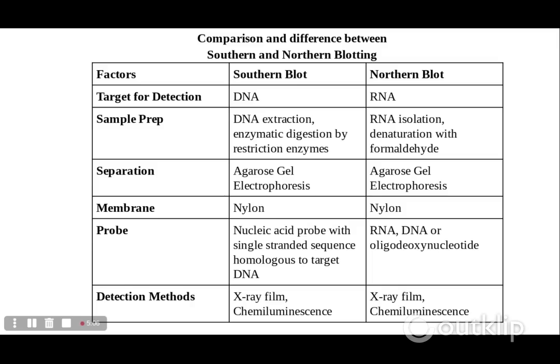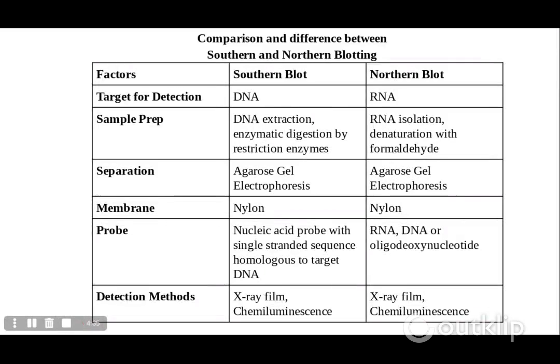This is a comparison between the southern and northern blotting. So the target of detection in southern blot is DNA, and in northern blot, it's RNA. Now the sample prep, in both, is the extraction of the needed nucleic acid. It involves enzymatic digestion and deproteination, and here we use restriction enzyme in case of DNA, and in case of RNA, we use formaldehyde. Separation is done for both by gel electrophoresis, especially agarose gel electrophoresis.